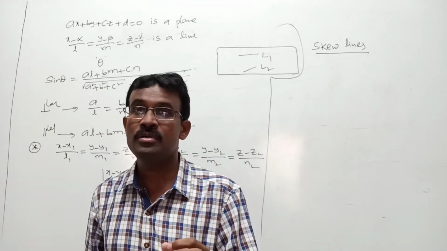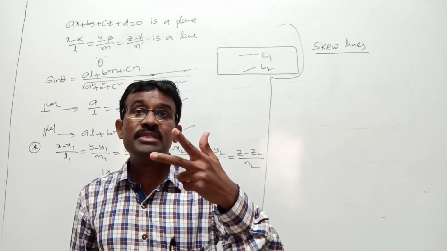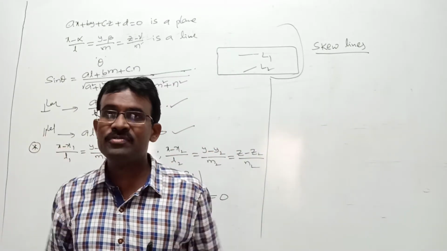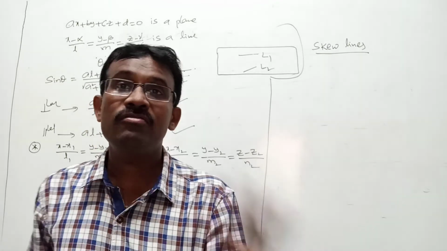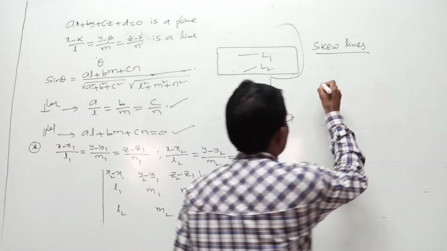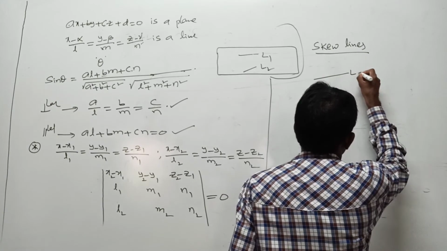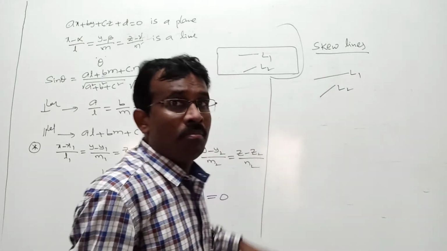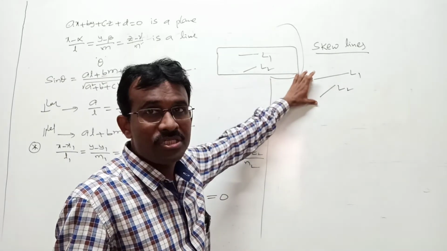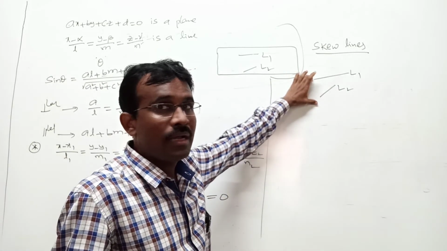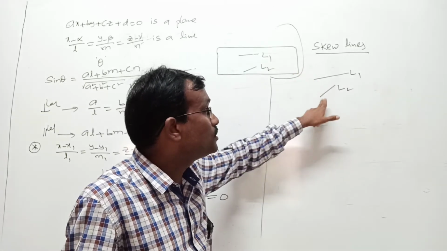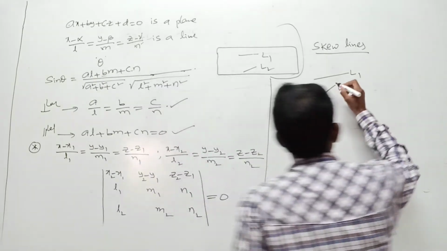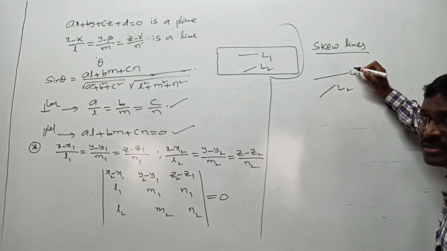Once again I am repeating. Let us take two lines. Those are said to be skew lines if they are not parallel to each other as well as not intersecting anywhere. I am drawing a diagram like this. This is one line L1 and this is the other line L2. Basically these two are not parallel to each other. Right? And according to my knowledge, these two are not intersecting. But if we extend like this, they may intersect.